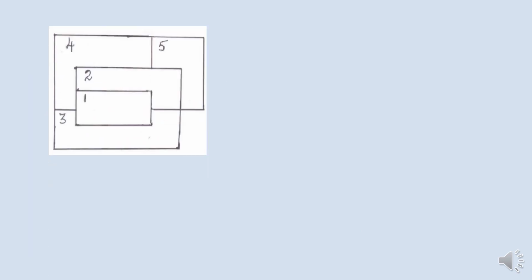Consider this given representation. We have 5 places represented by the numbers 1, 2, 3, 4 and 5. Now if we were to convert this into a graph, we will have 5 nodes representing the 5 places.